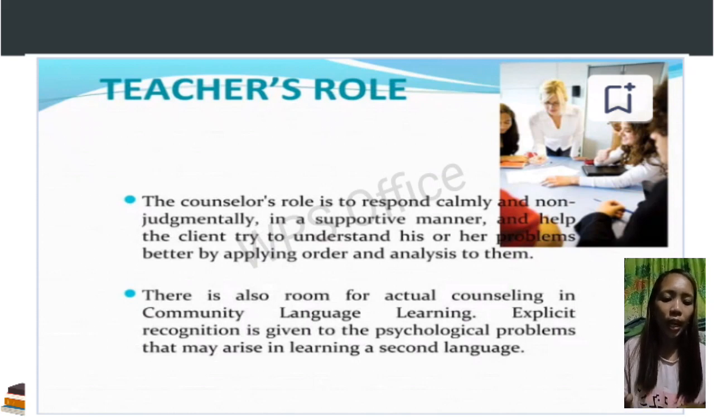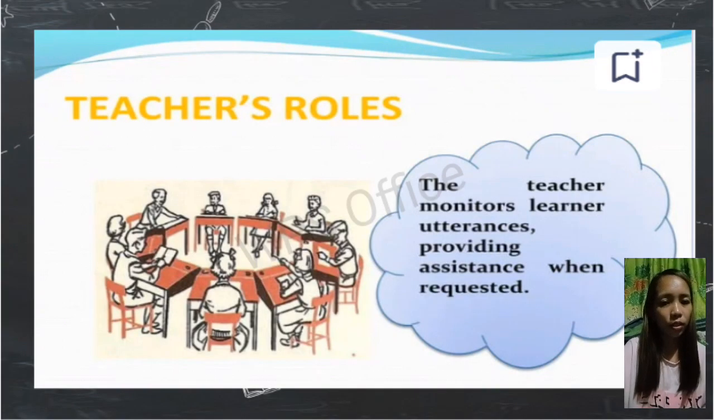So in a supportive manner, and help the client try to understand his or her problems better by applying order and analysis to them. So, as a teacher, you're going to support your students, not to discourage or to judge them of their mistakes. So with that approach, you're going to help that student. So you're a big help to your students to overcome those problems and to become good enough in that certain language, no, to develop in order for them to have this motivation. So there is also room for actual counseling and community learning, language learning. So explicit recognition is given to the psychological problems that may arise in learning a second language, no.